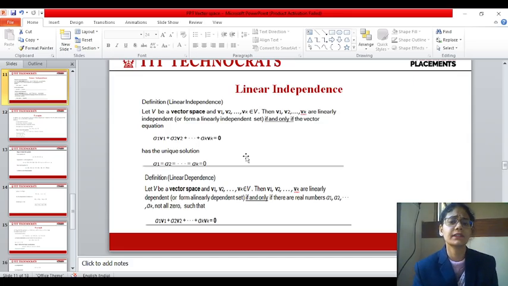As you can see here in the definition, let V be a vector space, and v1, v2, up to vk be any set of vectors. Then we will call this set linearly independent if a1 v1 plus a2 v2 up to ak vk, the linear combination equal to 0, gives you all of the scalars are 0. Otherwise, if any of the scalars is non-zero, this set of vectors will be known as linearly dependent. Let us see a few examples on the same.